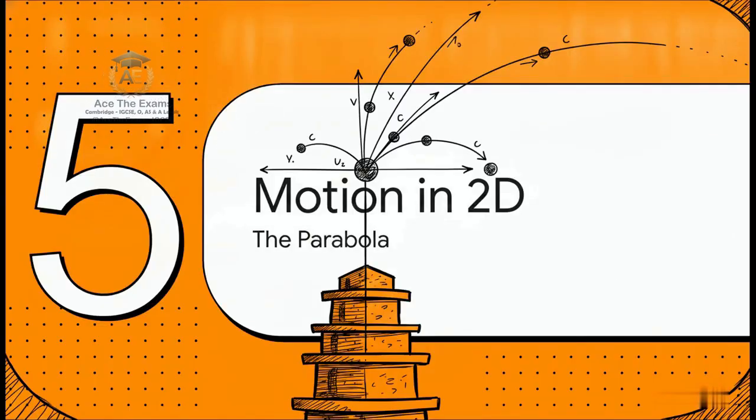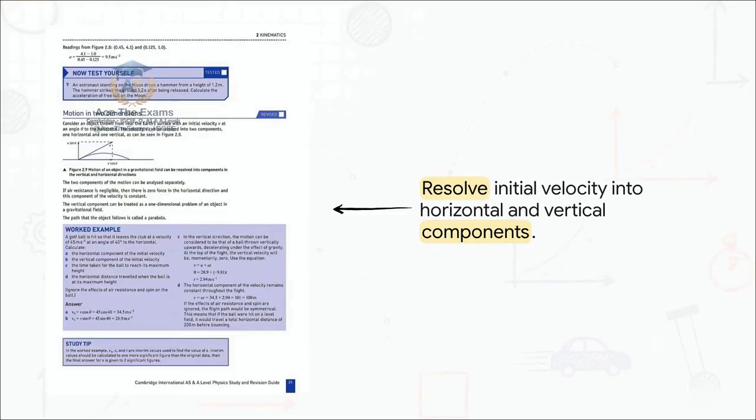Section 5. Motion in 2 dimensions, the parabola. We have finally graduated to the very top of our kinematics tower, two-dimensional motion. This is where objects are moving horizontally and vertically at the exact same time. Assuming negligible air resistance, any object thrown or launched at an angle is going to follow a beautiful, symmetrical path called a parabola. And the absolute master secret to solving these high-mark exam questions is splitting the initial velocity into two completely independent components using basic trigonometry. You isolate the vertical physics and you isolate the horizontal physics.